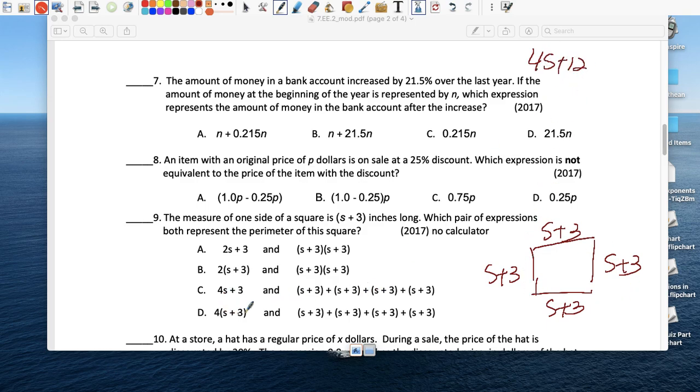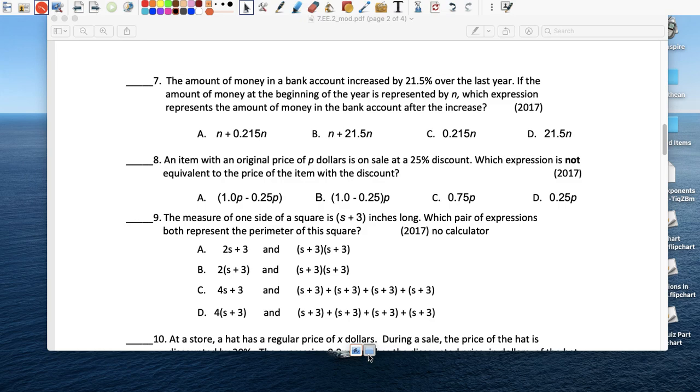So this works. No, that doesn't work. Sorry, take that back. This works, which is 4. So another way of doing that would be multiplying 4 times the side, right? 4 times s plus 3, which is s plus 3, s plus 3, plus s plus 3, plus s plus 3. So D is the only one that's correct.